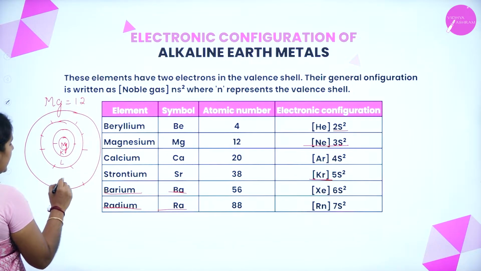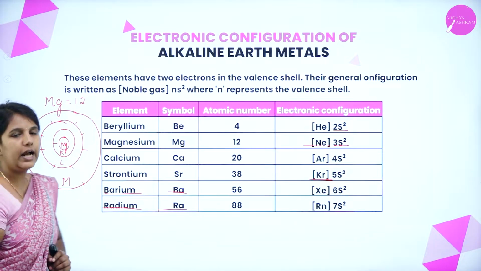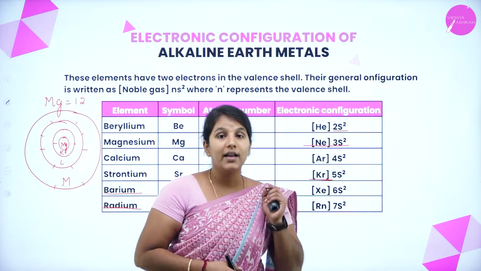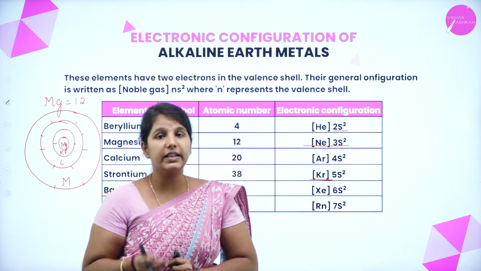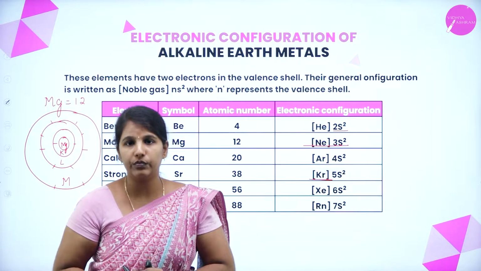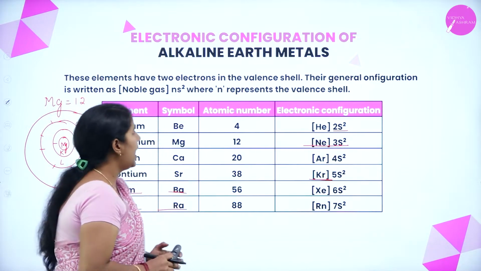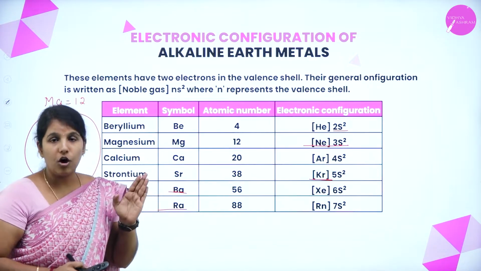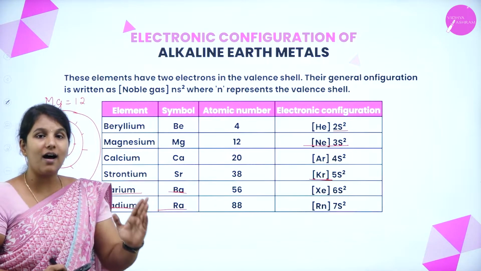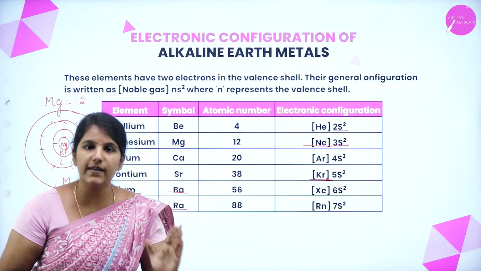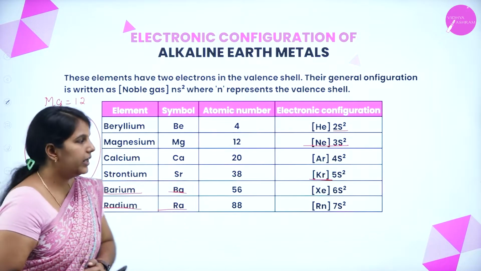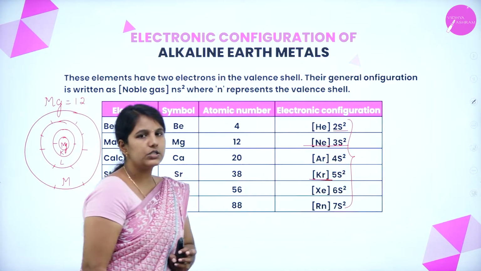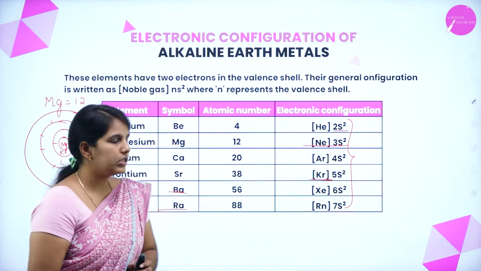This is K, L and M. You can see that in the M shell there are only 2 electrons, and hence this group of elements has a valency of 2. They generally have the general electronic configuration of noble gas ns2. Always remember, when I talk about the alkaline earth metals, they always have 2 electrons in the outermost shell.